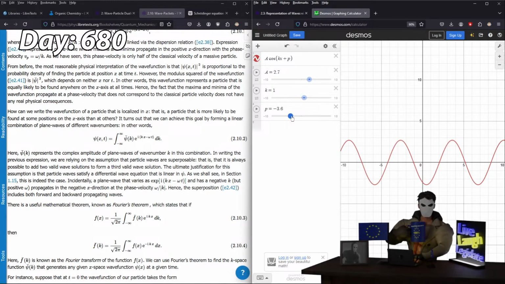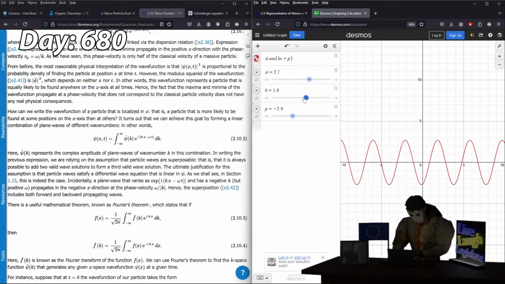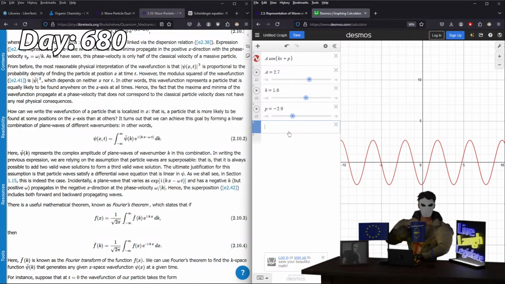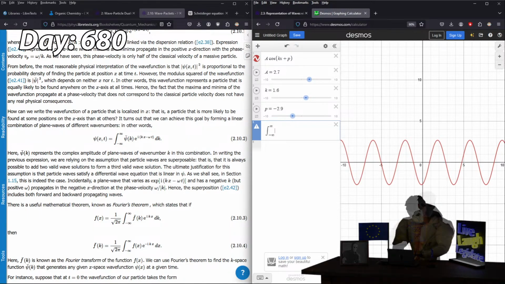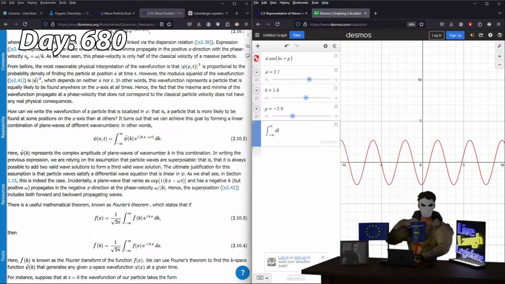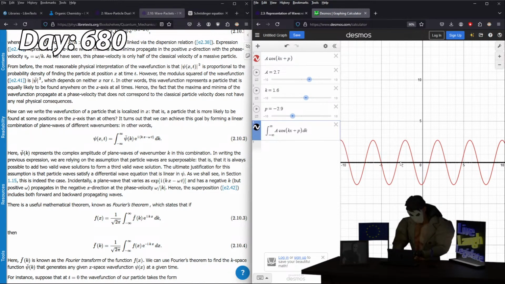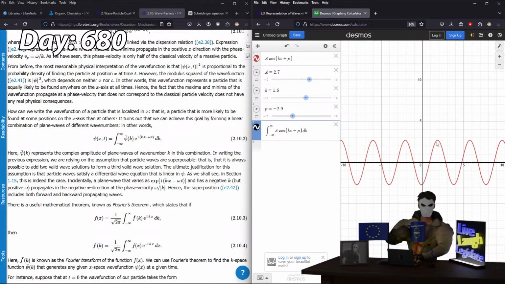Odd Kid 2, that's one of my favorites. What would the sum mean? Hold on. Integral from negative infinity to infinity dk, actually dx, dk actually, of psi, so psi of k. So this... Yeah, see, no, that's not quite, is it?